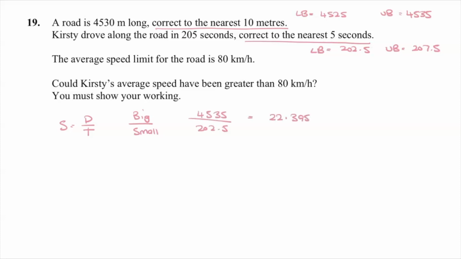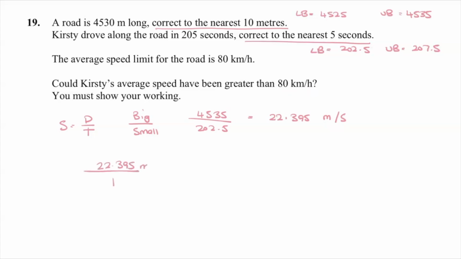Okay, so that gives 22.395, but this is meters per second. Think about the units that we were given in the question, and we're being asked about whether or not it can be greater than 80 kilometers per hour. So I've now got to work on getting my units to kilometers per hour.